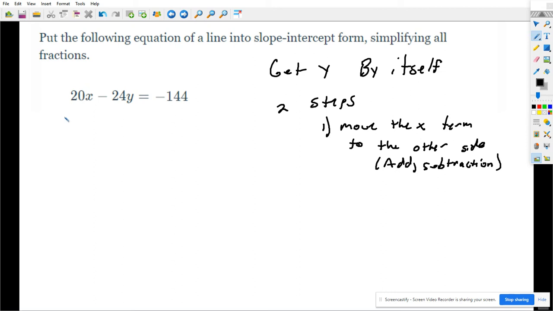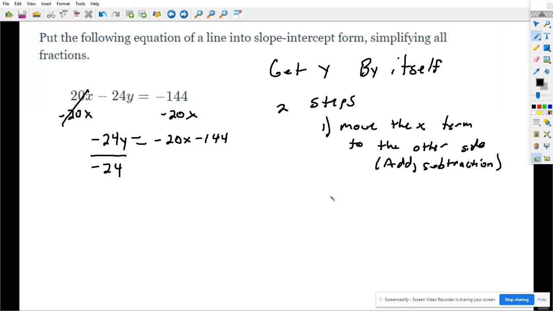Okay, so here, I'm going to move this. It's a positive 20x, so I'm going to subtract 20x from both sides. So look, this is a minus 24y. That stays minus 24y, equals, that canceled over here, a negative 20x minus 144. Again, it doesn't matter the order you wrote it in, but why did I put the x first? Because this is slope-intercept form.